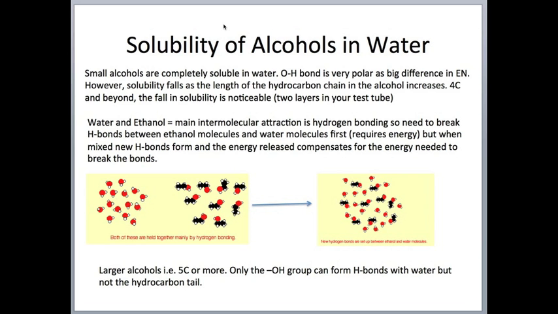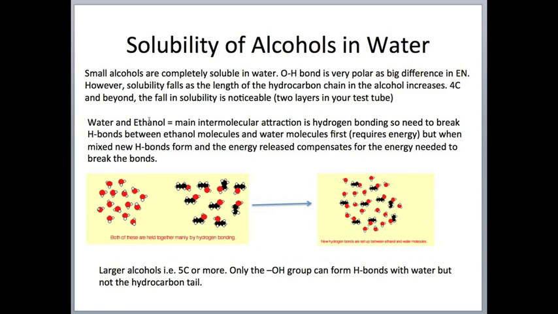So let's consider solubility of alcohols in water. Small alcohols are completely soluble in water, and this is because the OH bond is very polar due to the big difference in electronegativity. But as the length of the hydrocarbon chain increases, let's say we have 4 more carbons and beyond, the fall in solubility is noticeable, and you usually will have 2 layers in the test tube.